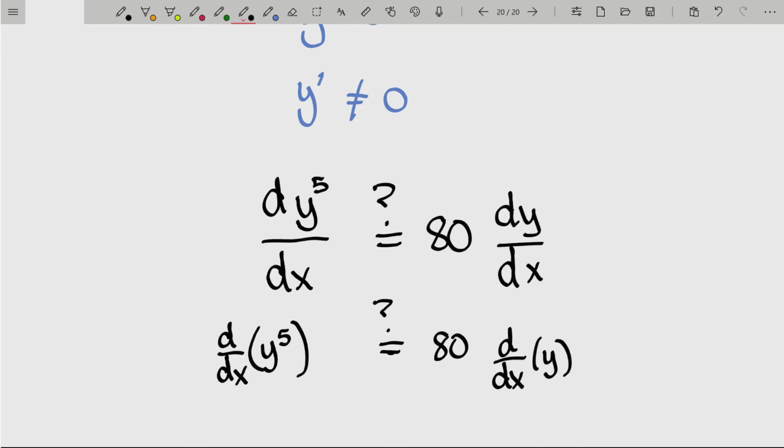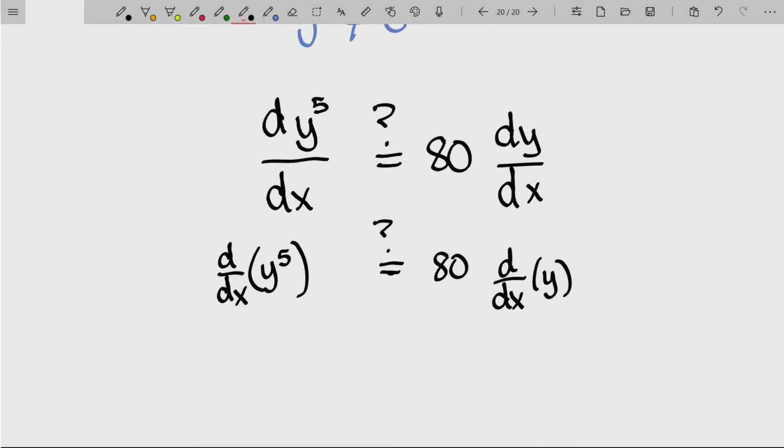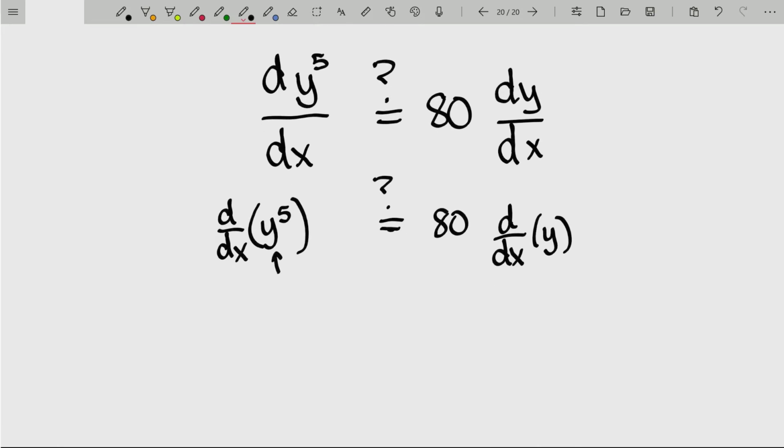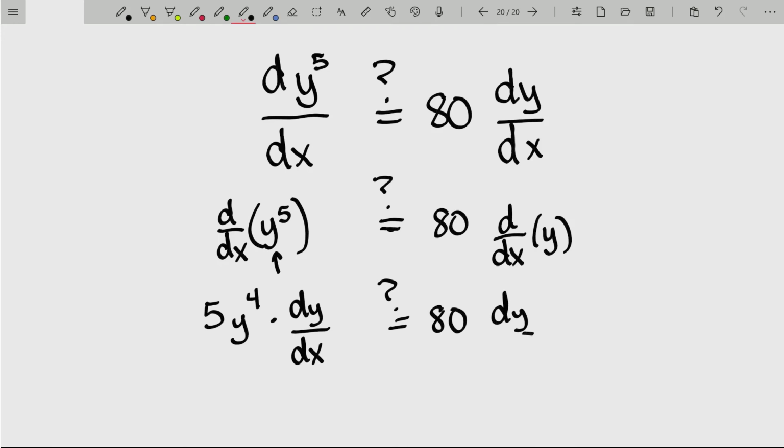Well, the derivative of y to the fifth by the chain rule. This is just a variable. Derivatives of variables to powers, you would reduce the power by 1 and bring that power out front. So this would be 5y to the fourth. That's the derivative of something to the fifth. It's 5y to the fourth. But then you have to take the derivative of what you just raised to the fifth, which would be y. And you want to know, when is that equal to 80 times, again, the derivative of y with respect to x?